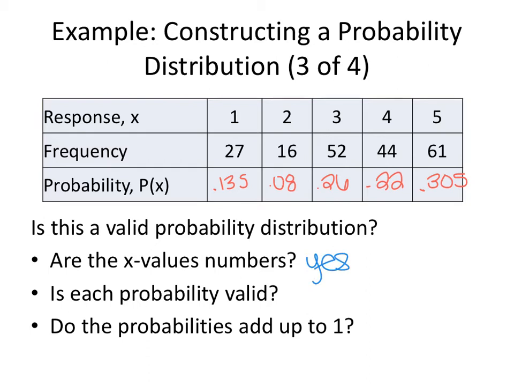Is each probability valid? So that means, is it between 0 and 1? And if we look at those probabilities, yes, it is between 0 and 1. And do the probabilities add up to 1? So if you add them up, we should get 1. So yes, this is a valid probability distribution.